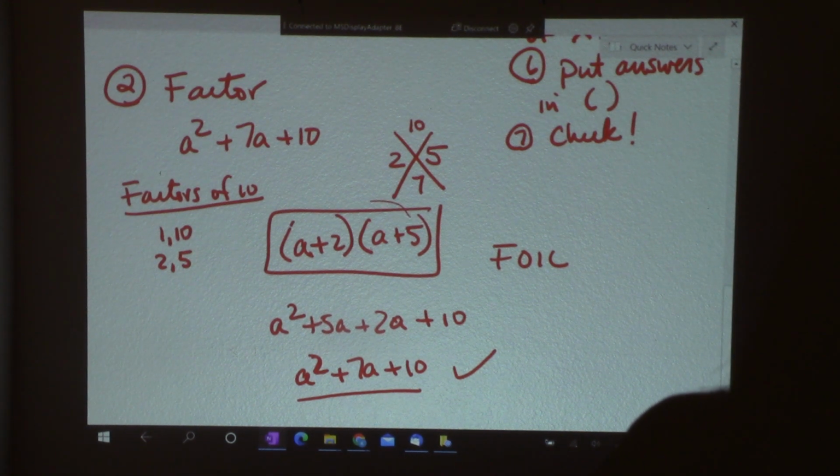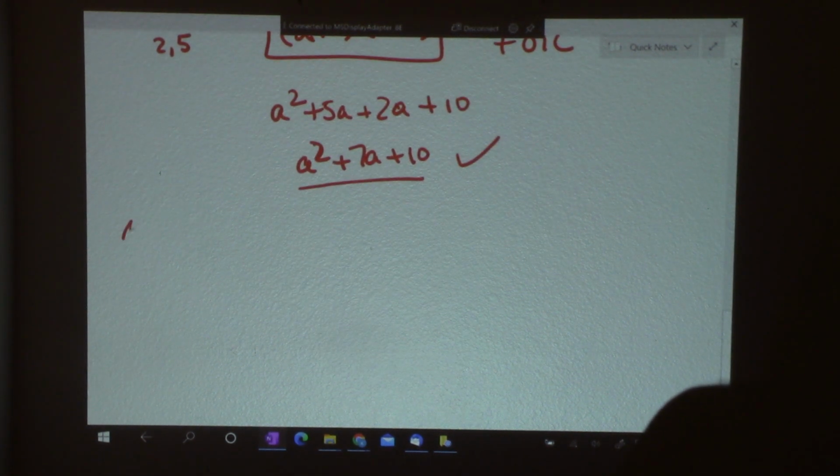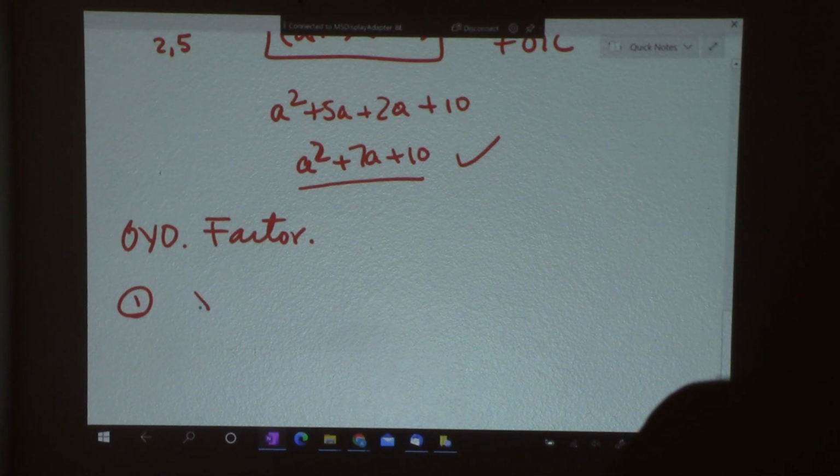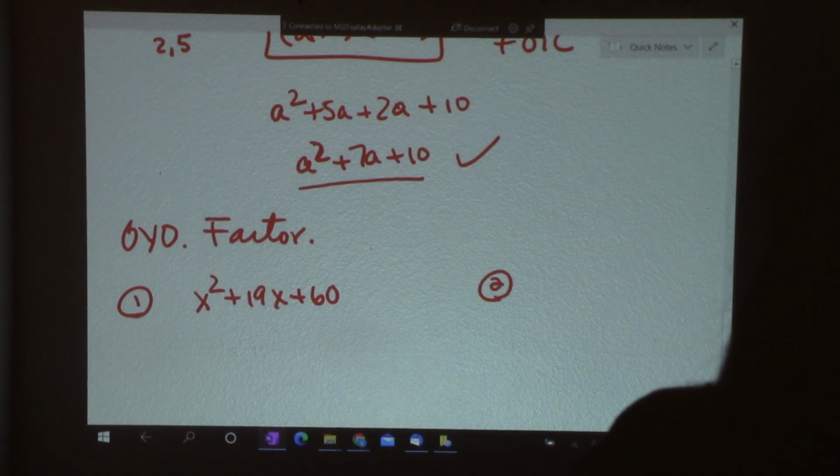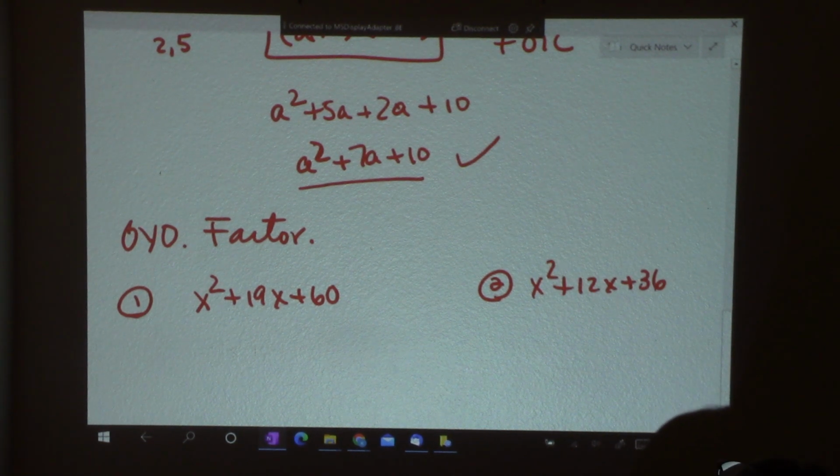Okay, so why don't you go ahead and try 2 on your own. Here's number 1. x squared plus 19x plus 60. And number 2, x squared plus 12x plus 36. Okay, so go ahead and pause the video and we'll come back and do some more.